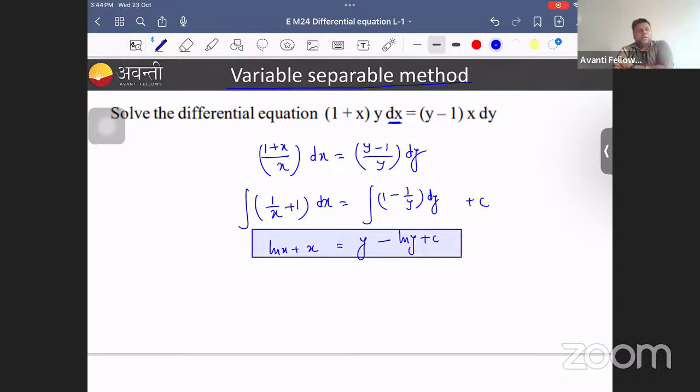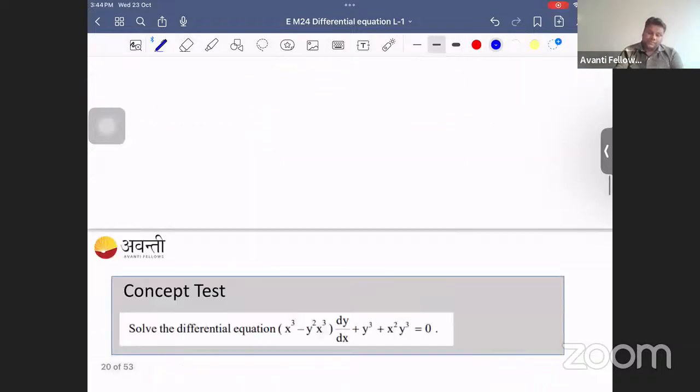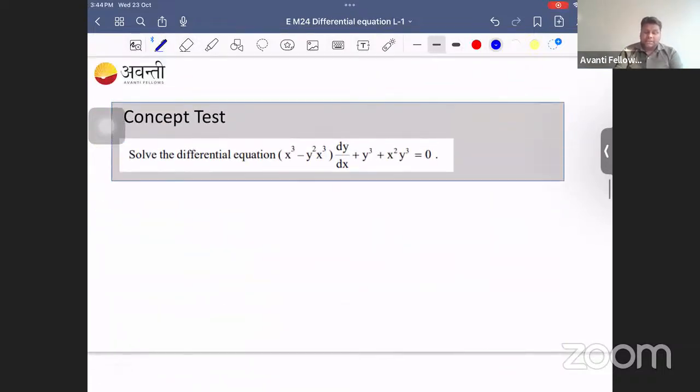Am I clear? To get the particular solution out of it, they will provide you some extra condition, like this curve is passing through 1, 2. So you just place that value, get the value of C, and then get the equation of that curve. Am I clear? Now see there another question.